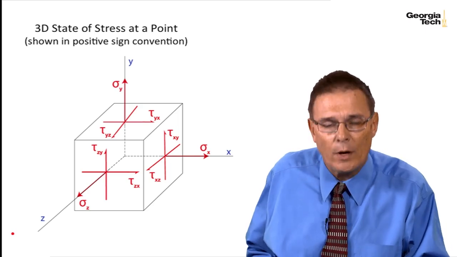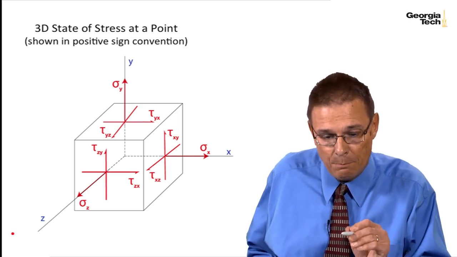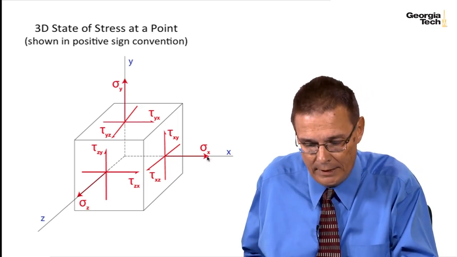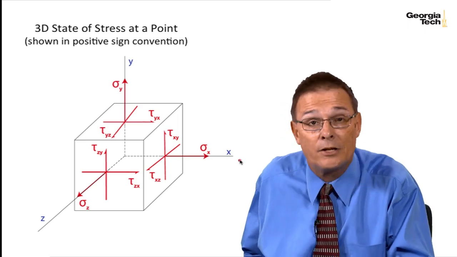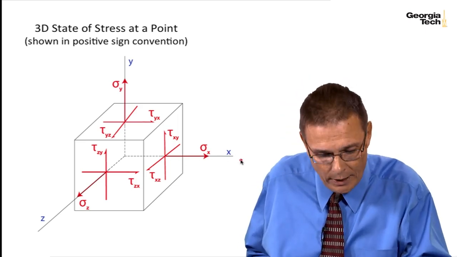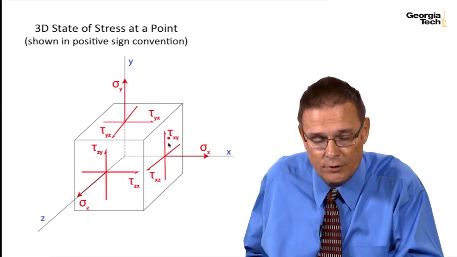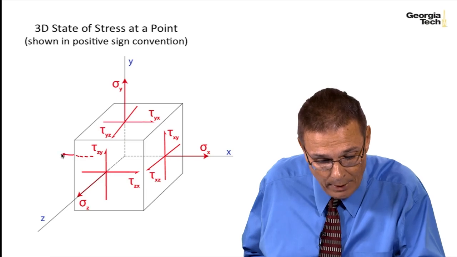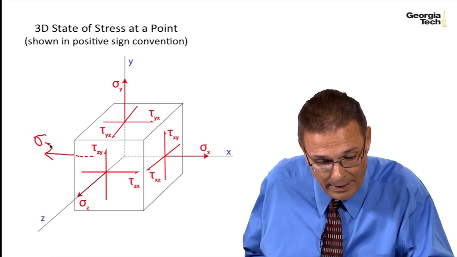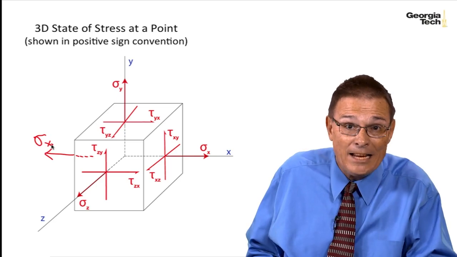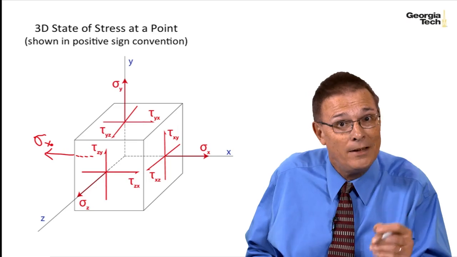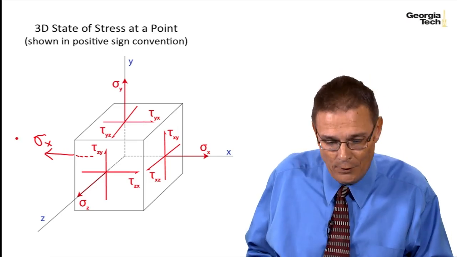I've shown the stresses on the cube in the positive sign convention. So I have a positive normal stress, sigma x, in the positive x direction on the positive x face. Likewise, and I haven't shown it, I've only shown stresses on the positive faces, but likewise, I have a positive stress in this direction, sigma x, because it's in the negative x direction on the negative x face. And so a negative times a negative is the positive sign convention.